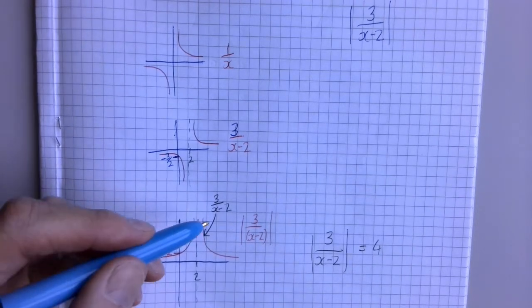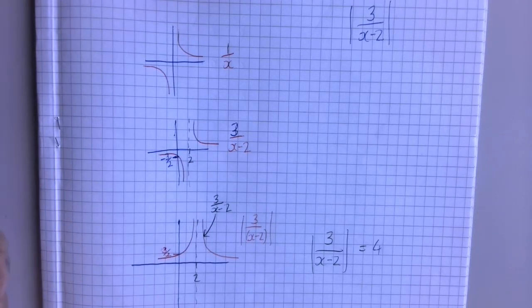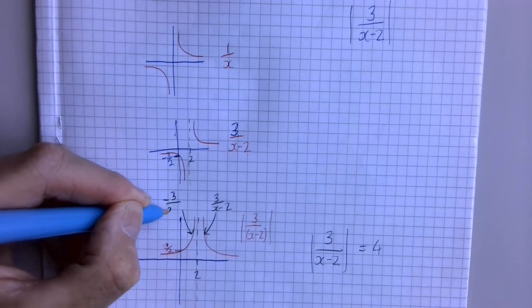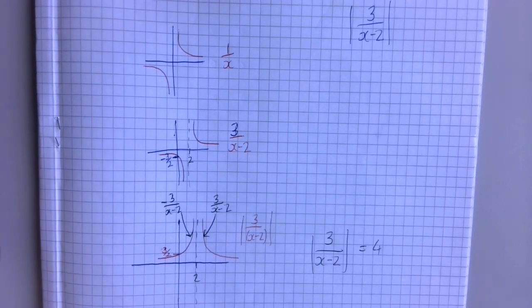And we need to be careful here. If we multiply everything by minus 1 in this fraction, it's actually the same fraction. So actually the bounced bit is just minus 3 over x minus 2. We don't multiply everything by minus 1 in that case, we just multiply the numerator.